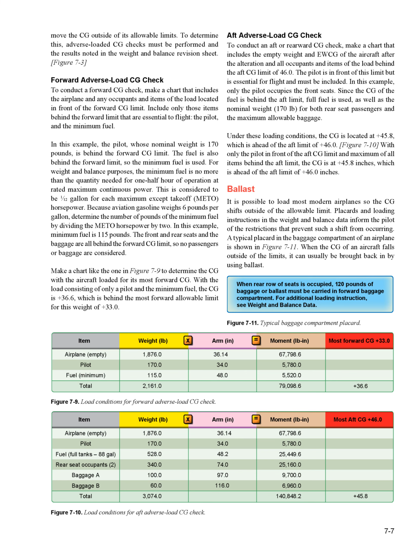Forward adverse load CG check. To conduct a forward CG check, make a chart that includes the airplane and any occupants and items of the load located in front of the forward CG limit. Include only those items behind the forward limit that are essential to flight, the pilot, and the minimum fuel.